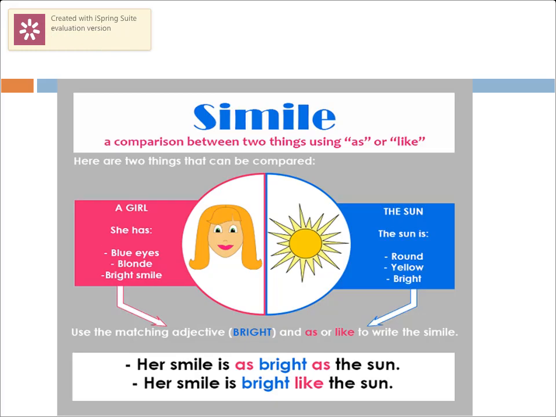So in a simile, there is a comparison between two things using the words as or like. For example, if you think of a girl, she has blue eyes, she's blonde, and she has a bright smile. And then you have the sun, round, yellow, and bright. Now we find that there is a matching adjective, bright, between the girl as well as the sun. So we can use this adjective bright in a simile: her smile is as bright as the sun, or her smile is bright like the sun.